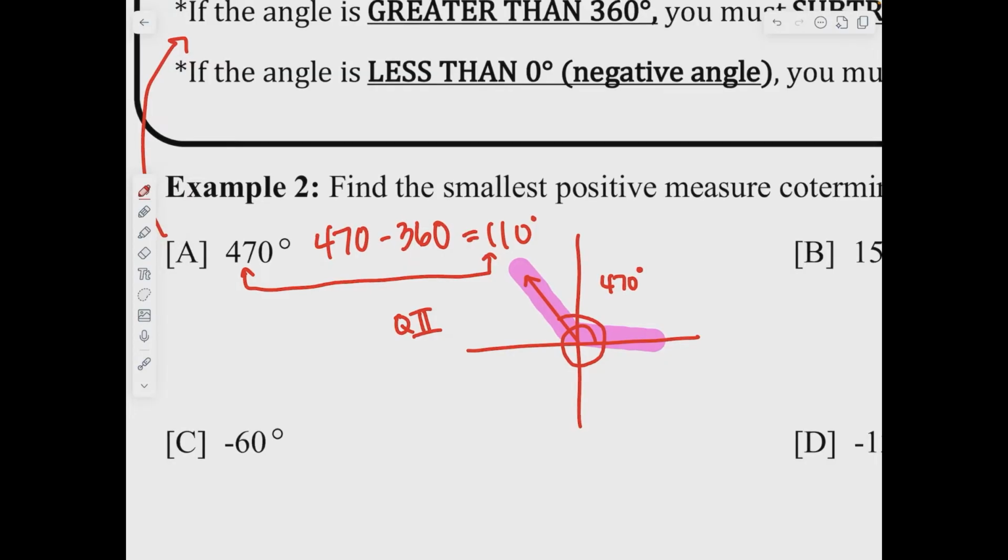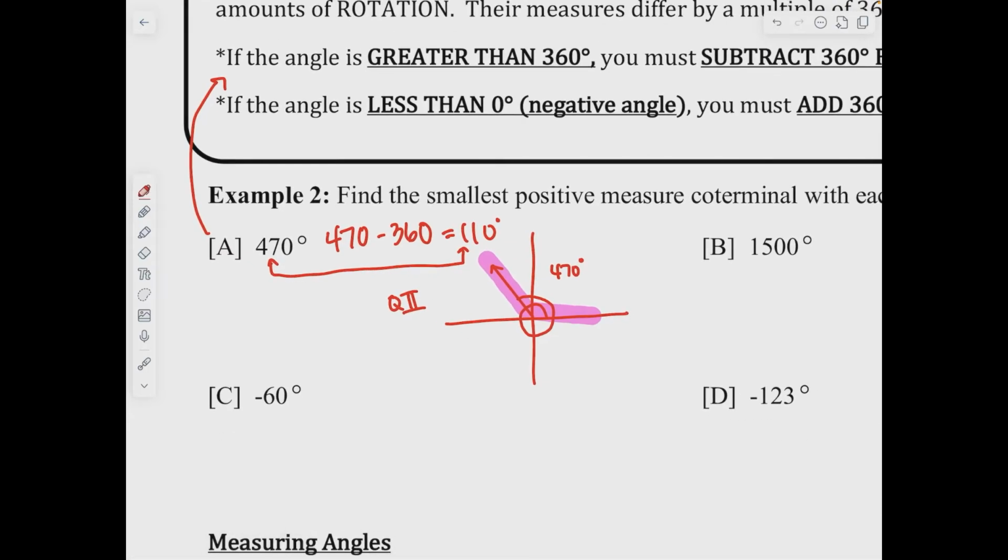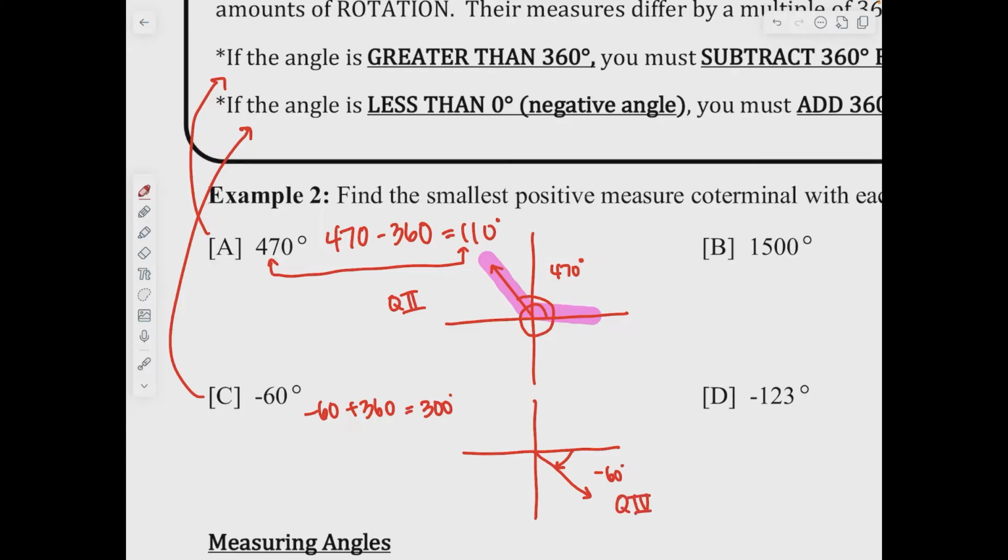For negative 60 degrees, I'm going to add 360 degrees. When I add it, that gives me 300 degrees. So what that tells me is this. If I'm going to graph negative 60 degrees, I'm just going to go down 60 degrees like that. So this would be my negative 60 degrees, which is located in quadrant number 4.